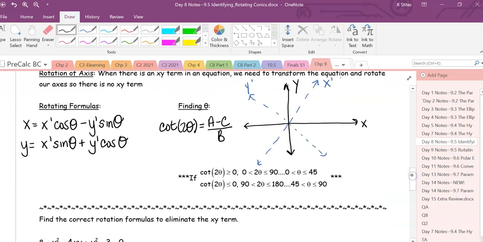A couple comments. If your cotangent of 2 theta is greater than or equal to 0, so cotangent is positive, that means that 2 theta is between 0 and 90 degrees, basically quadrant 1. So that means your theta is between 0 and 45. And if your cotangent of 2 theta is less than or equal to 0, meaning negative, then you're going to be between 90 and 180 degrees for 2 theta, or between 45 and 90 for your theta. All right, so that is just something to keep in mind. I'll show you more how to work with that in a moment.